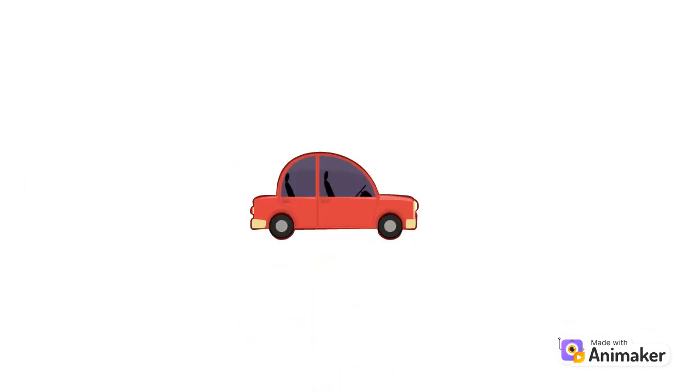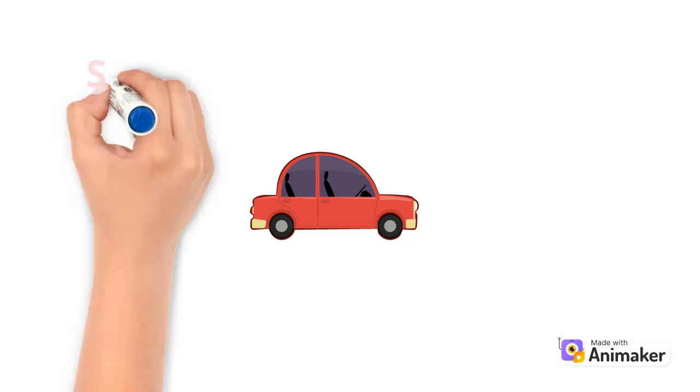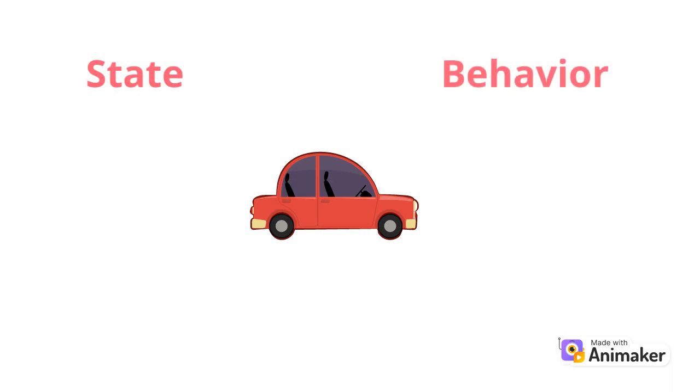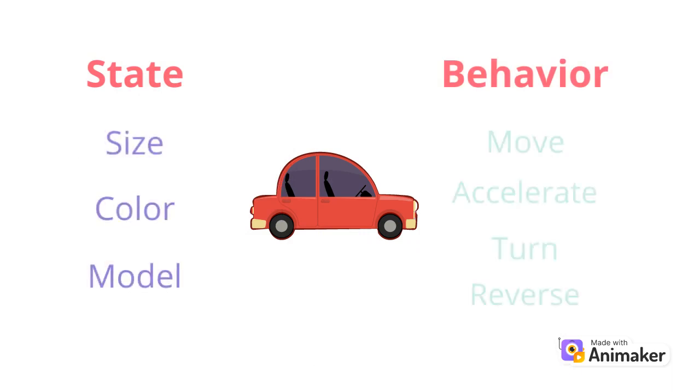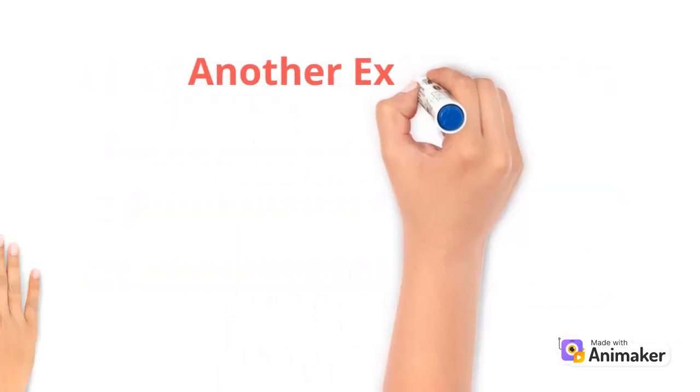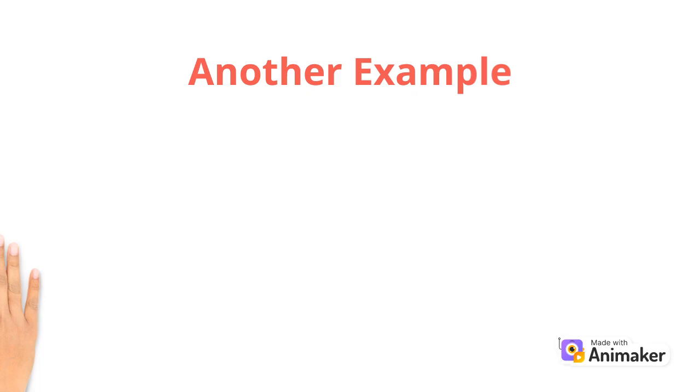In the real world you can say that a car is a real world object and it will have two characteristics, state and behavior. So, this state can be its size, color and model, while behavior can be move, accelerate, turn and reverse. Let's take another example to make you better understand.